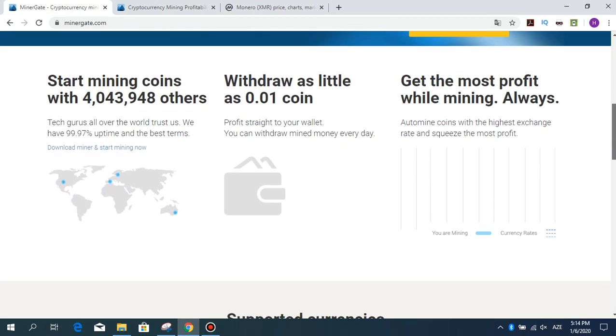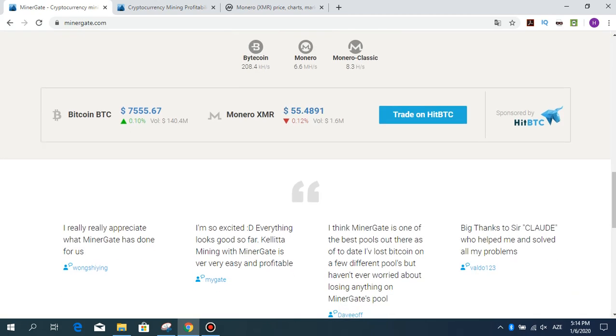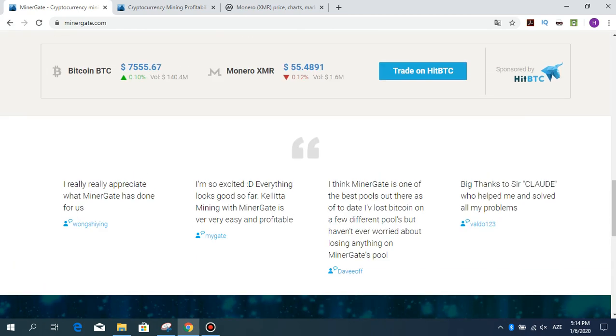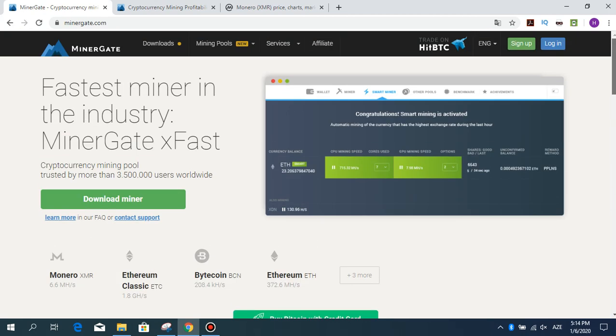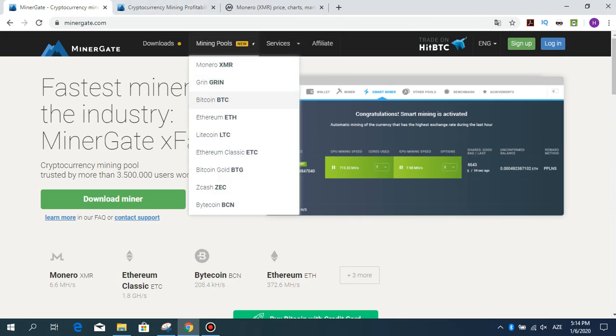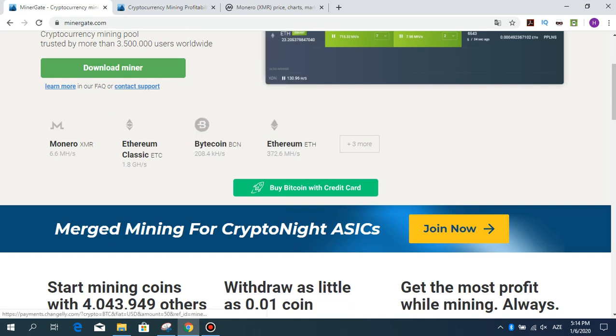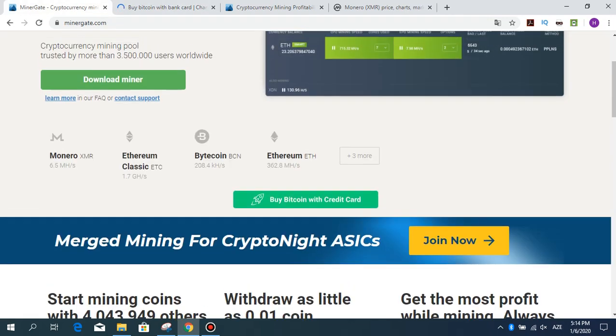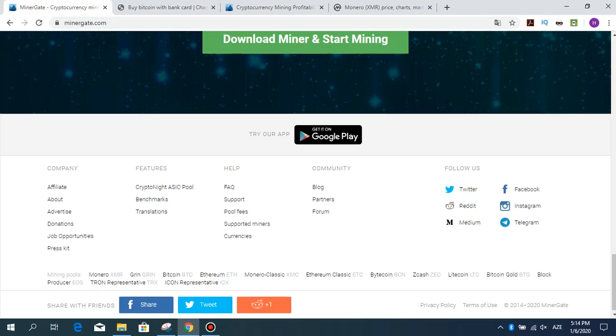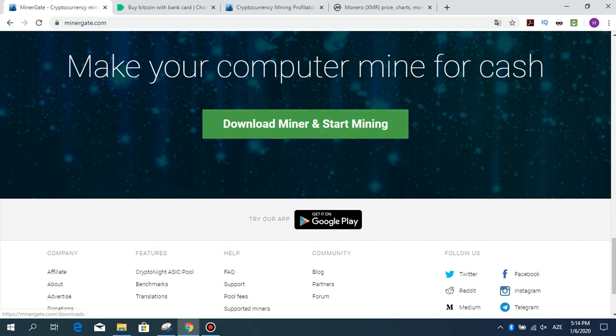And you can mine on this site, mining coins with 4 million others, withdraw as little coin, get the most profit while mining, and other. You can trade on HitBTC and buy from coin challenge because of the partnership with Minergate, buy Bitcoin with credit card, Changelly for example, click and forward to changelly.com. Okay, very good. You can download the miner and start mining.